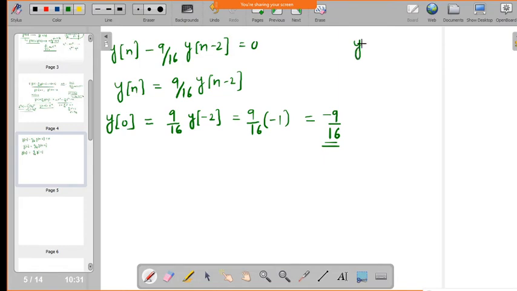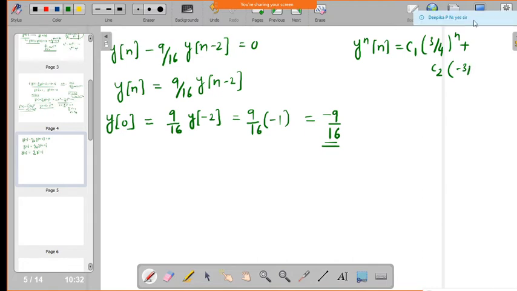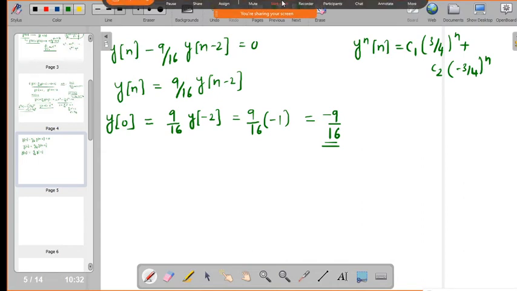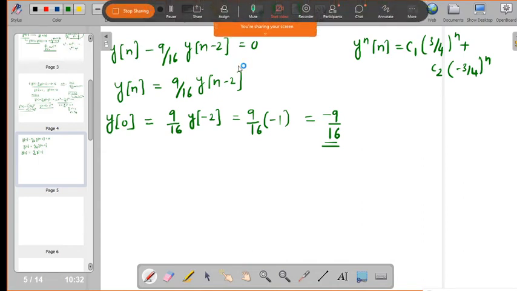So now use the natural response equation here. So whatever you get, y1 of n is equal to C1 into 3 by 4 power n plus C2 into minus 3 by 4 power n. Okay.